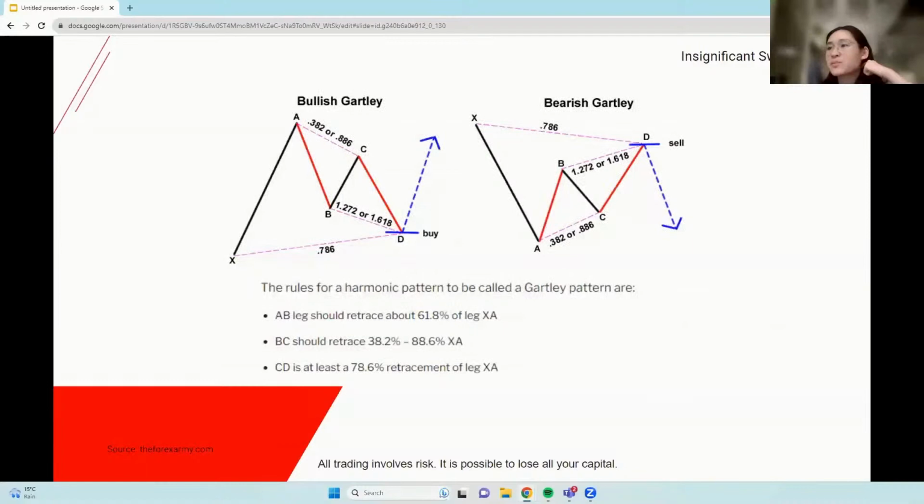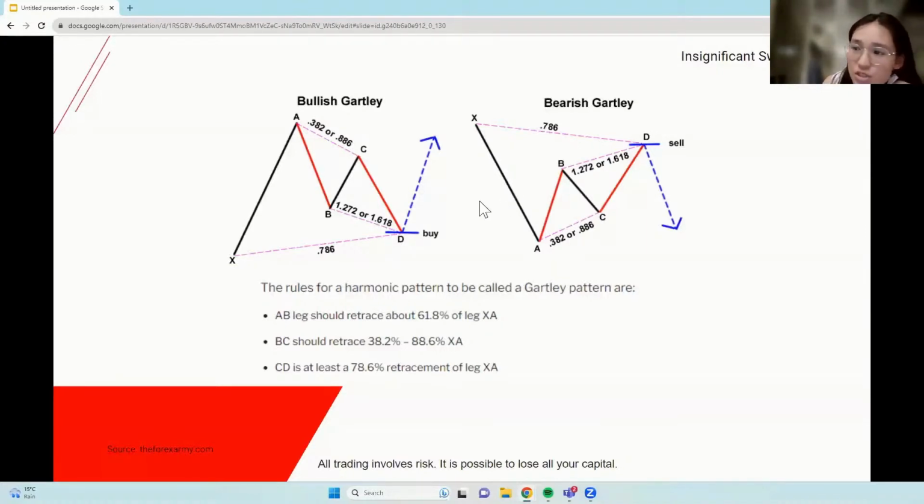So the next type of shape here, we are looking at a bullish Gartley and a bearish Gartley. So the rules, in this case, we are kind of going into harmonics over here. But there are a couple of rules for this pattern compared to the previous M and W patterns. So for a bullish Gartley, the AB leg, which is over here, the highlighted red leg, should retrace about 61.8% of the leg XA. So that's where your Fibonacci levels come in.